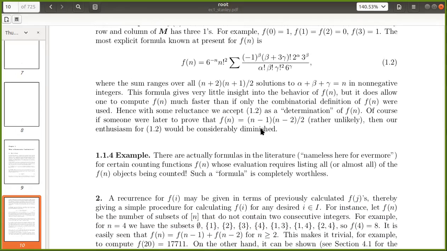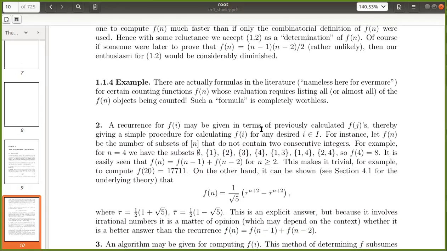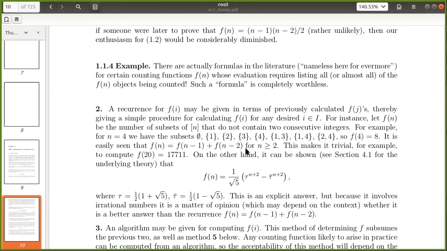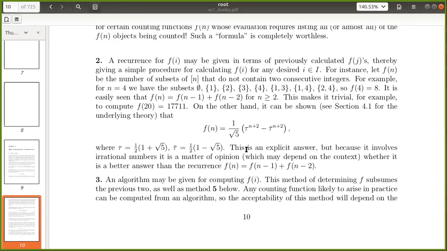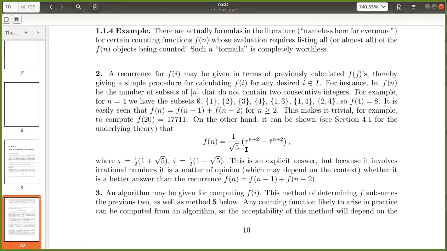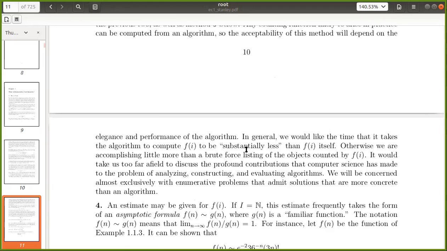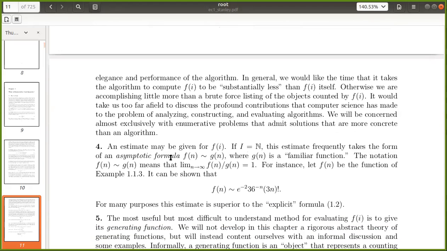Okay, same thing is here. Even though we calculate the Fjs, sometimes it is not so nice to get the entire formula by itself, but if at all you get to know that the approximate formula is there, you are more interested in the approximate formula, like this one. So an estimate may be given for Fi.